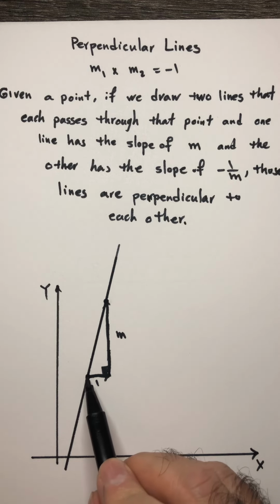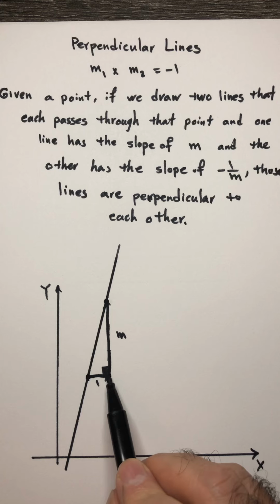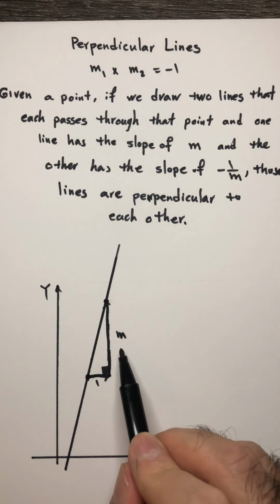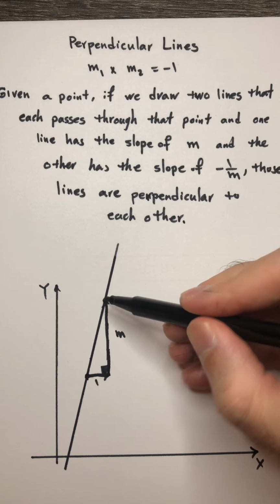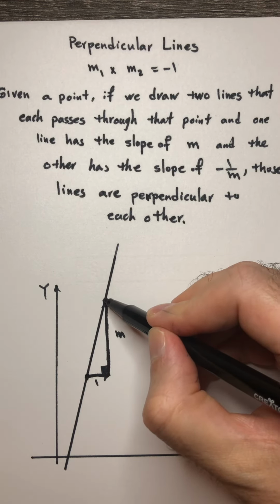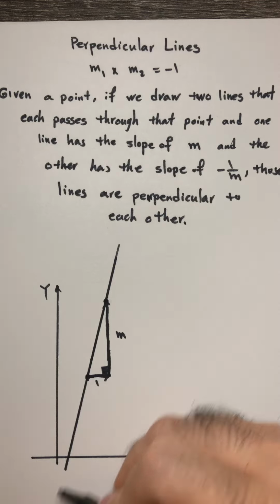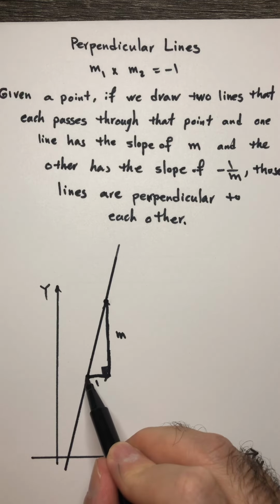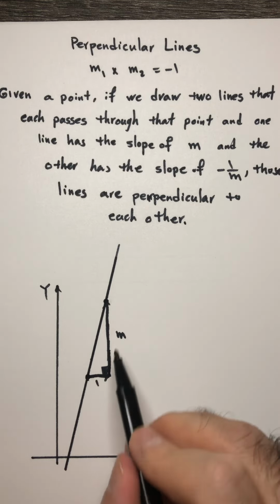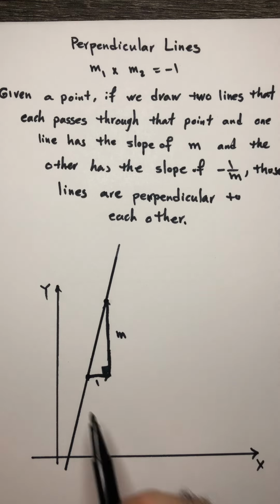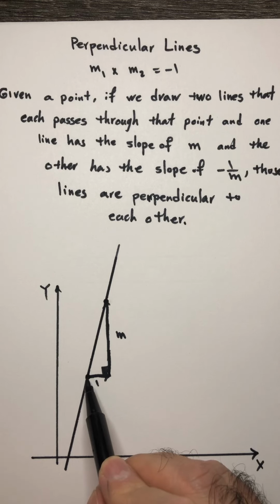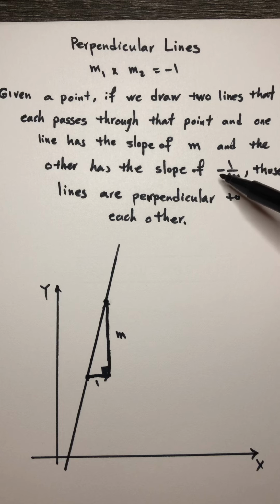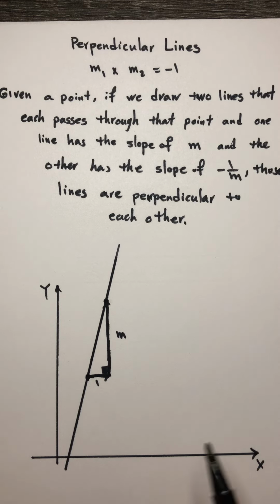Here, since we chose a as 1, it is 1 multiplied by m. We assume that m is positive, so we go m units upward, and then we connect that point to the given point, and that is the line that passes through this point and has the slope of m. Then we want to draw another line that again passes through this point, but this time has the slope of -1 over m.